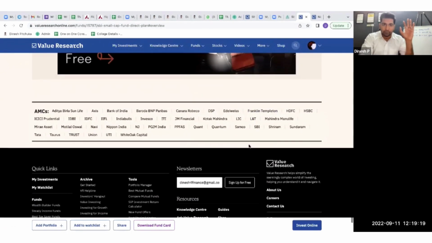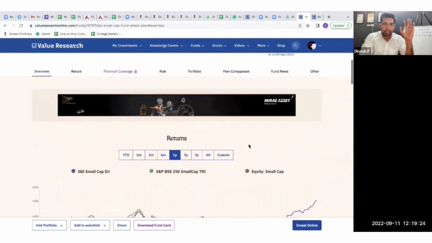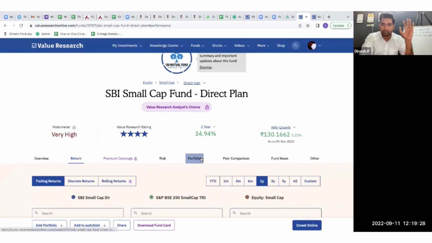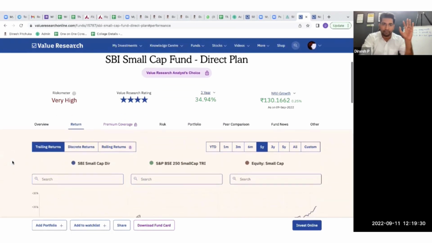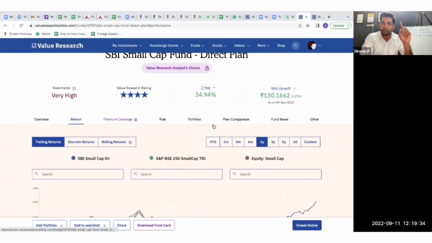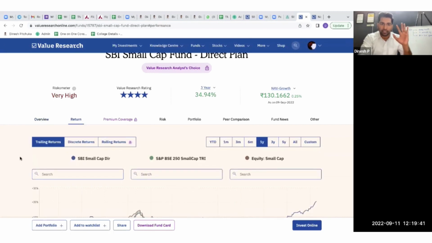Okay. So this is the first tab. We have completed the first tab. So the overview is done. Next we have returns, and then risk, portfolio, peer, all these things we are going to see. For one single mutual fund, we are going to see various tabs in order to understand the mutual fund completely. We'll see them one by one. We have completed the overview, and we'll go with the returns now.